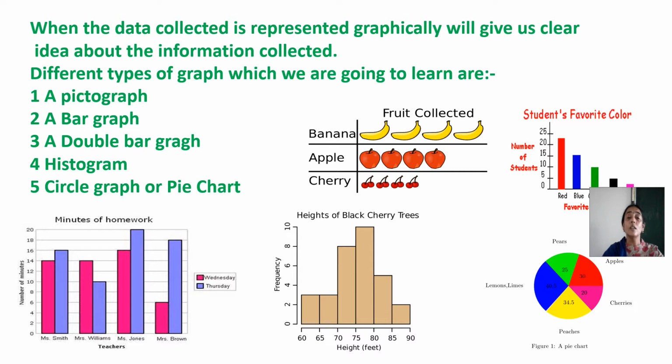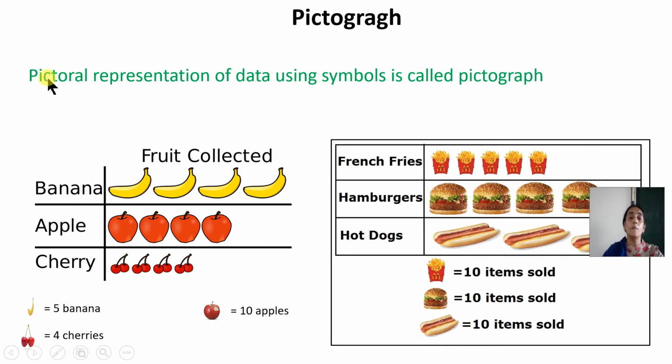So this is your basic and it is a very easy chapter. So pay attention and hope you will enjoy plotting the graph. So let's first start with pictograph. Now, pictorial representation of data using symbols is called a pictograph. That means we are using symbols to represent data. That is called a pictograph.